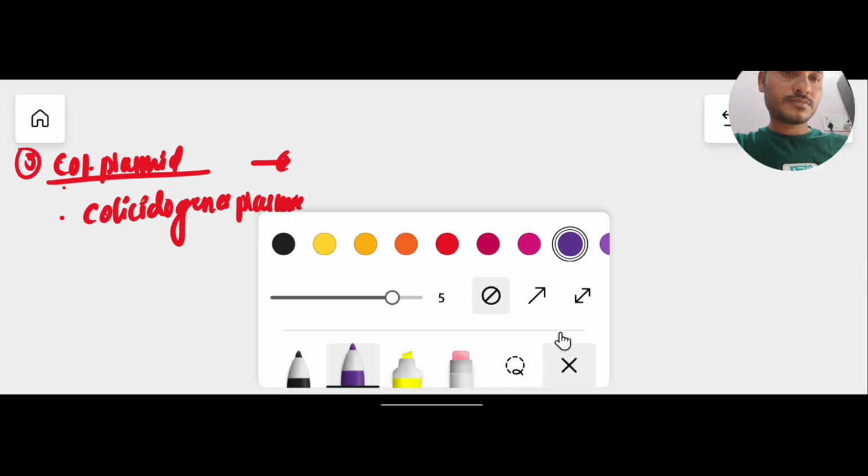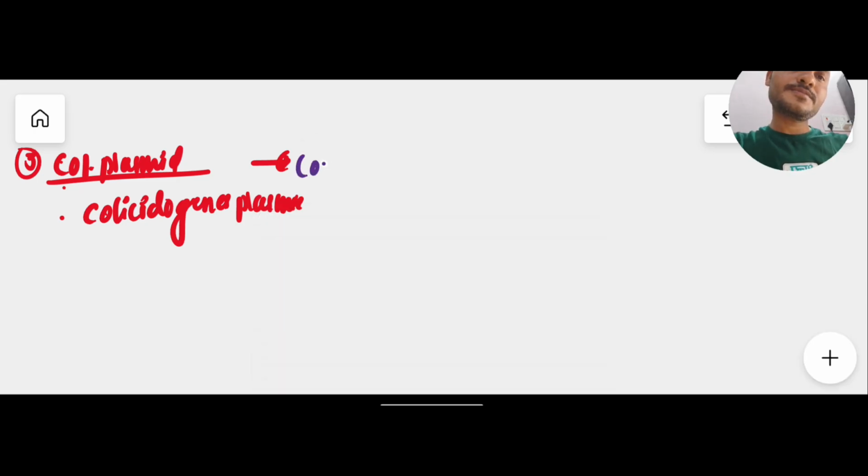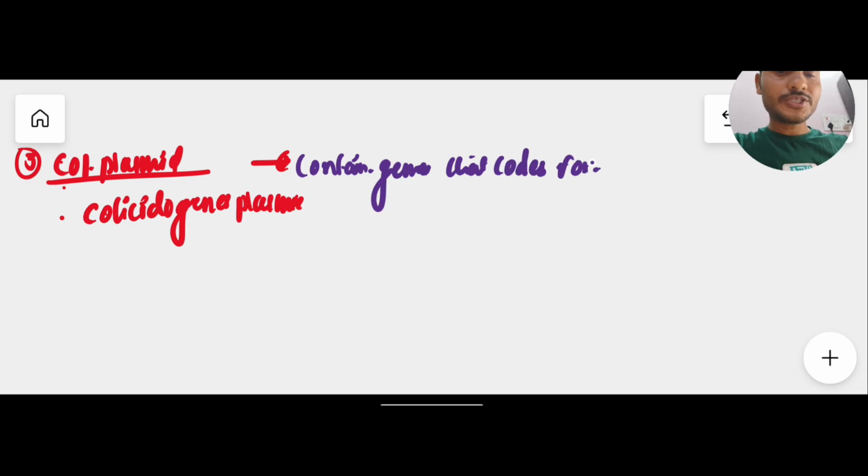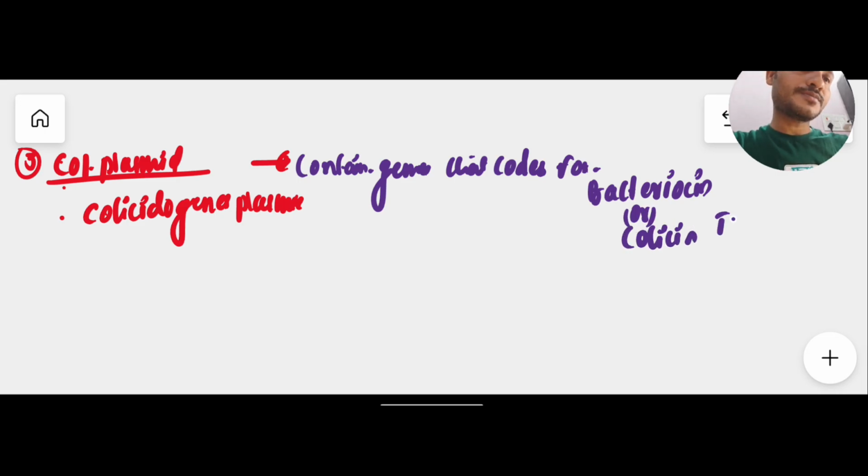Contain genes that code for bacteriocin or colicin toxin. Here, these colicinogenic plasmids contain genes, and these genes code for bacteriocin or colicin toxins.